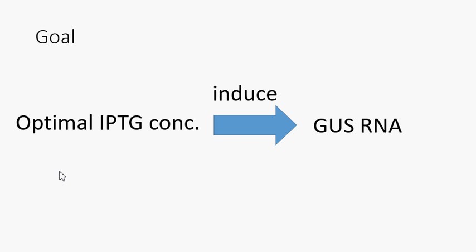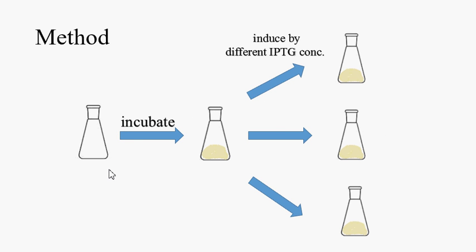The goal of our experiments is to find the optimal IPTG concentration, the one that gets the maximum GUS RNA. The method we use is, first, we incubate bacteria for several hours, and in different conditions we add different concentrations of IPTG to see which one gets the maximum GUS RNA.